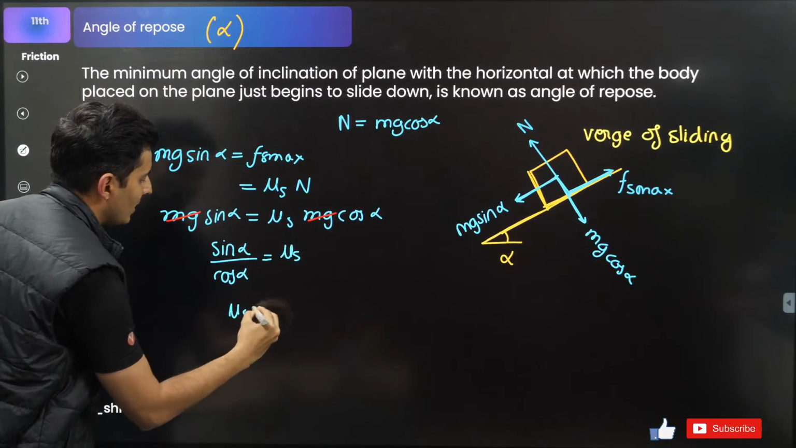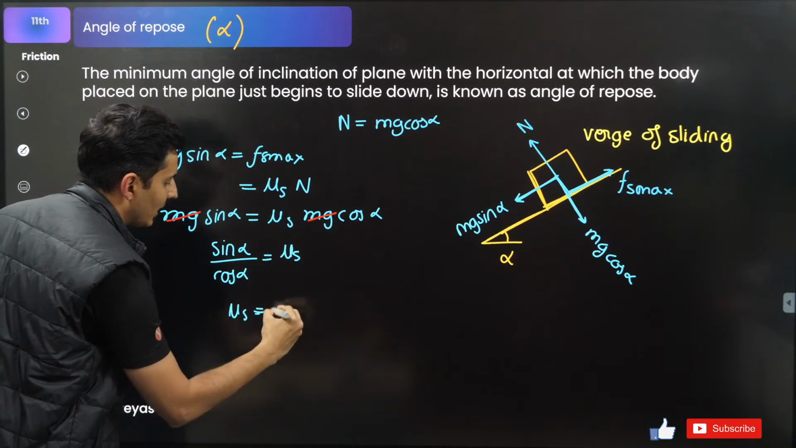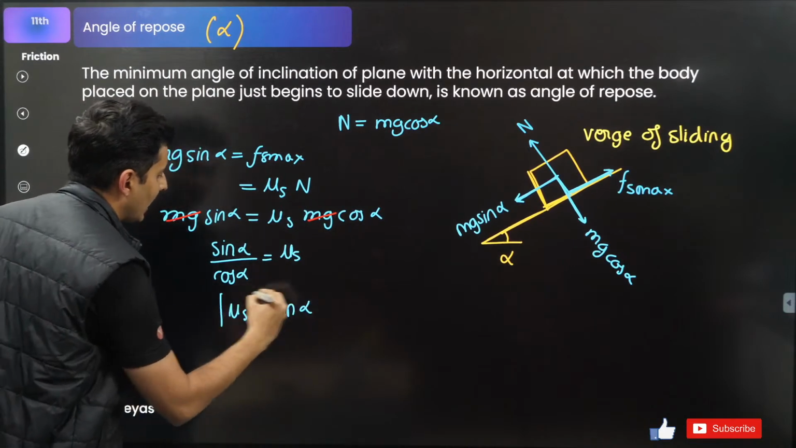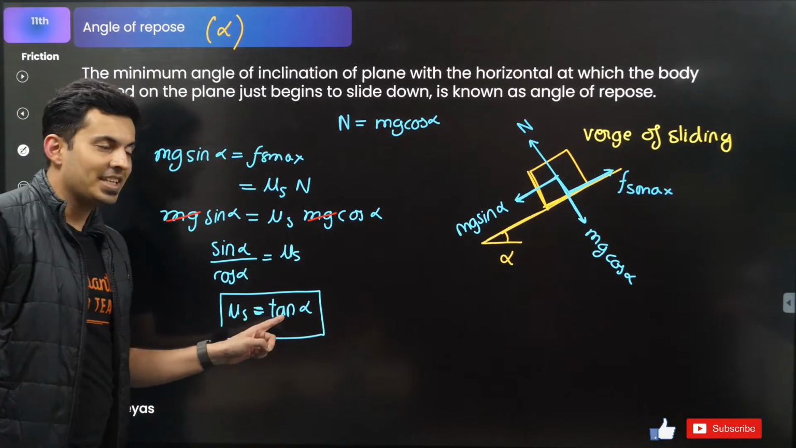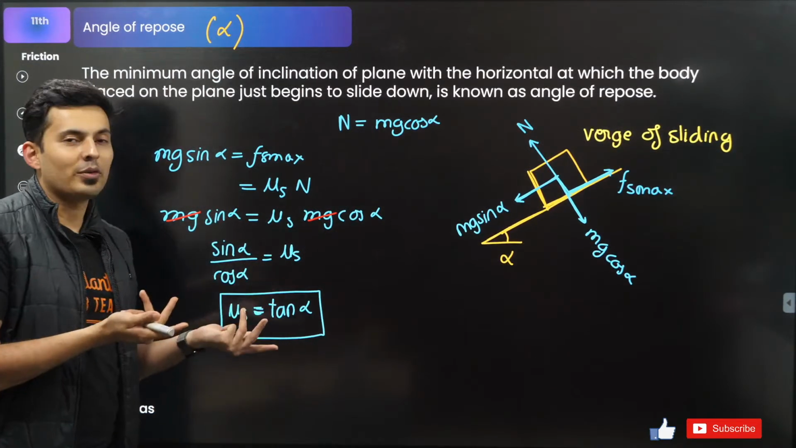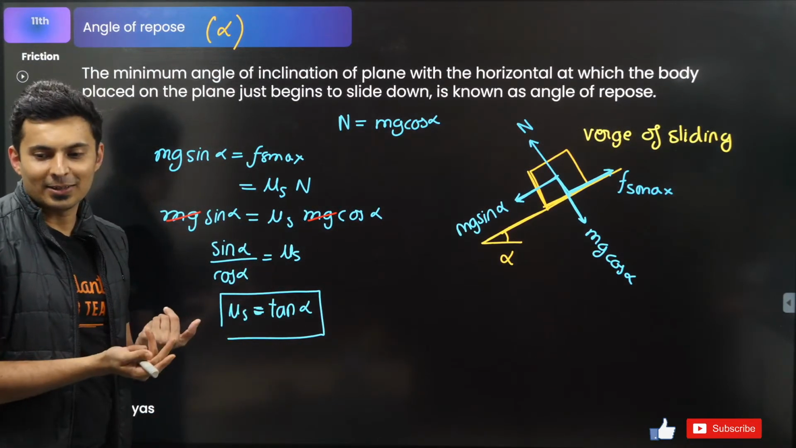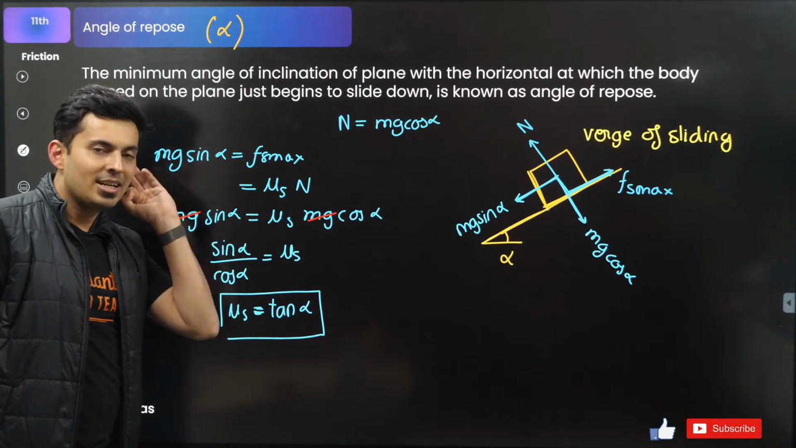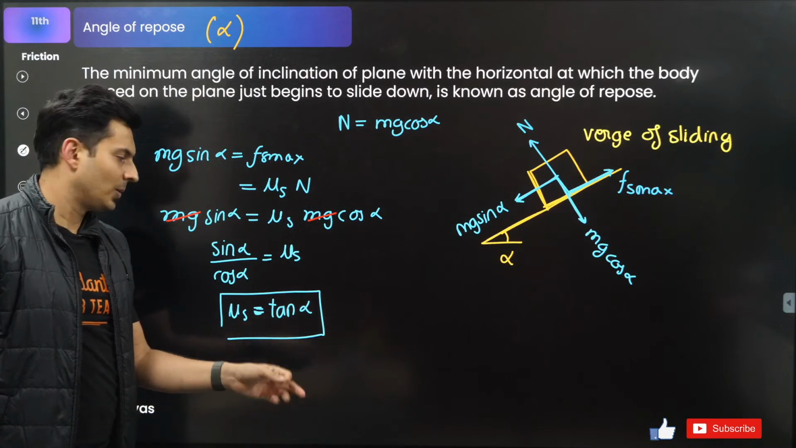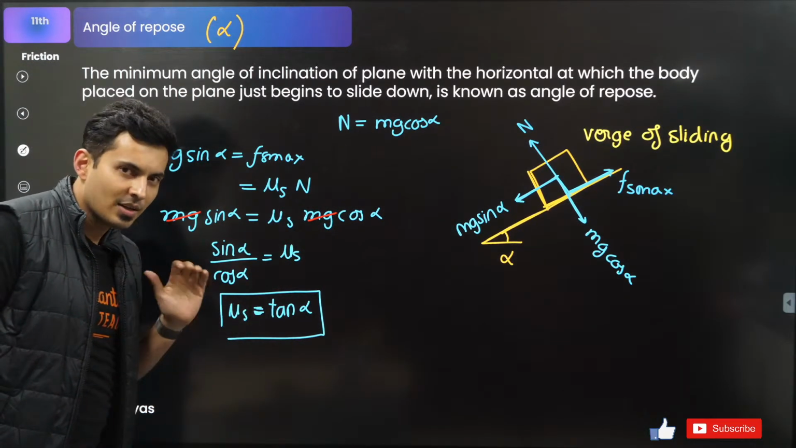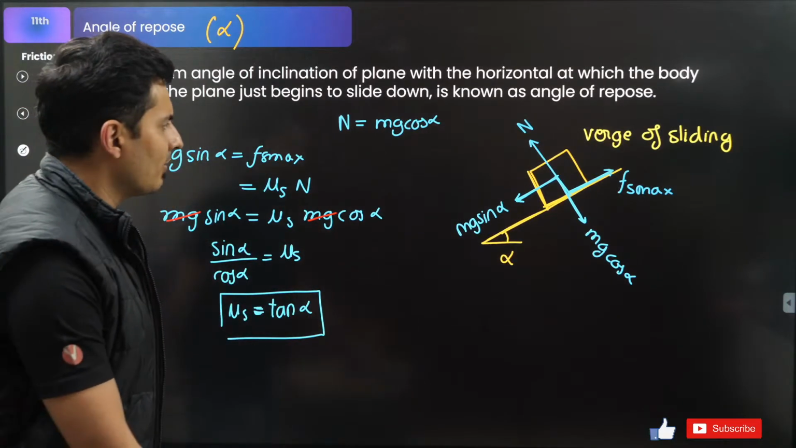So mu s, sin by cos is nothing but, my dear students, what is it? Tan alpha. So mu s is basically tan alpha. This is how you can find the angle of repose. Or if the angle of repose is given, what can you find? Coefficient of friction. One way or the other. That's it. Tan alpha, you should remember this. It's independent of the mass. It's independent of gravitational acceleration. It's only dependent on the nature of the surface. Cool? Let's do some questions on this.